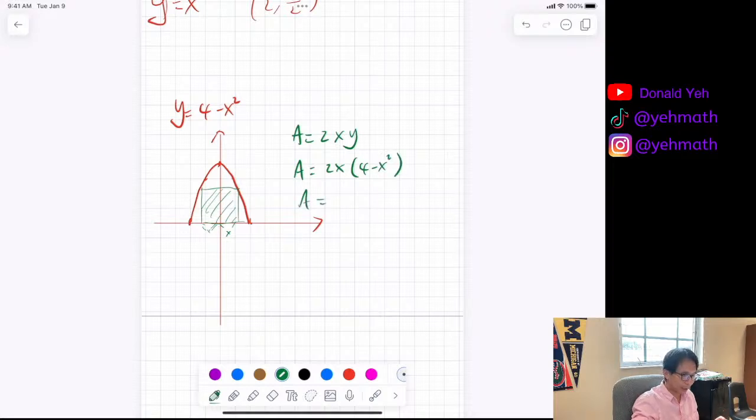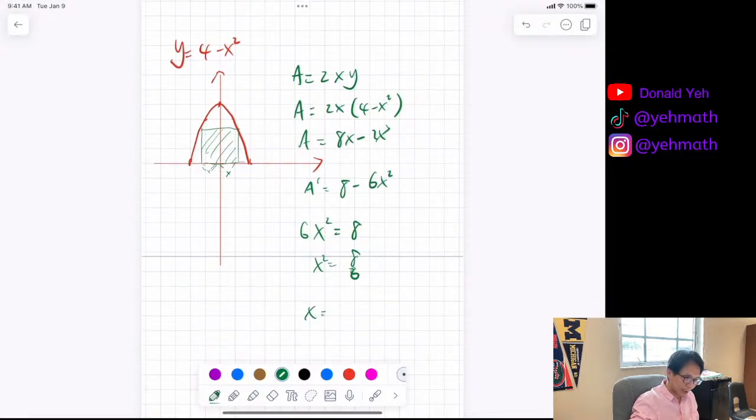And all you got to do is take a derivative from here. So it'll be A equals 8x minus 2x cubed. And A prime is going to be 8 minus 6x squared. x squared is equal to 8 over 6. x equal to 4 over 3, plus or minus. So I find out what's the biggest rectangle. Today you're going to have some homework question like that.